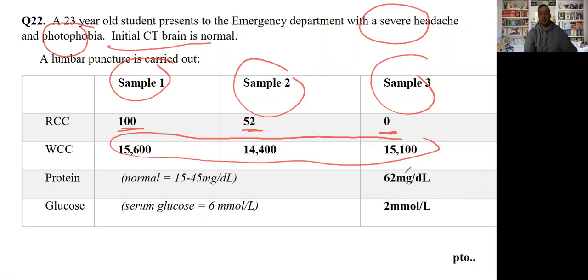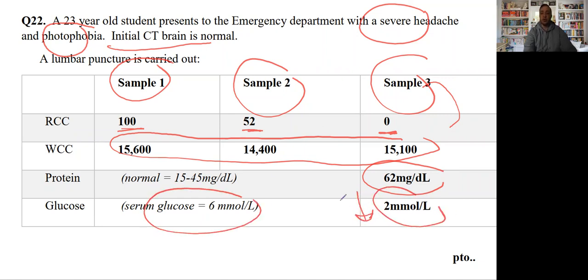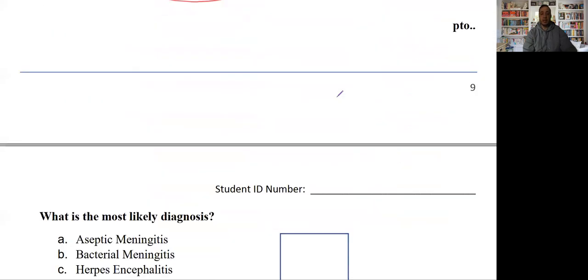Protein in sample 3, because sample 3 is usually used for cytology, is 62. It is mildly elevated because normal is between 15 and 45 milligrams per deciliter. Glucose: the normal serum glucose is 6 millimoles, and in sample 3 it's 2, so the glucose is reduced. So we have reduced glucose, mildly elevated protein, markedly elevated white cell count, and no red blood cells. What's the most likely diagnosis here?